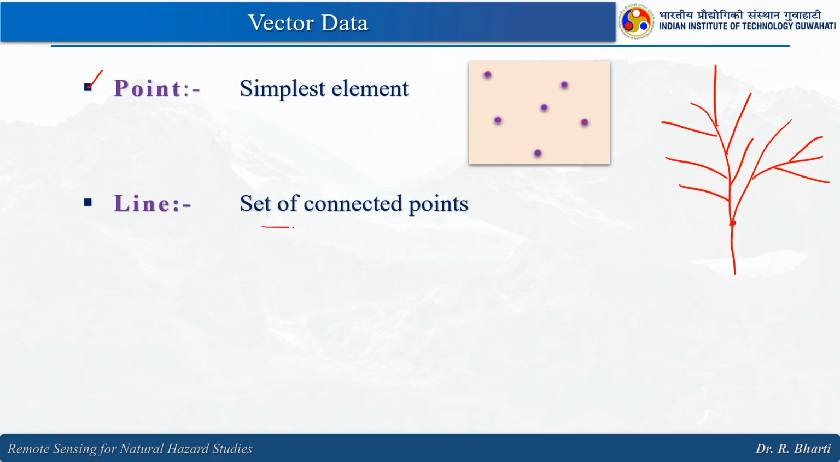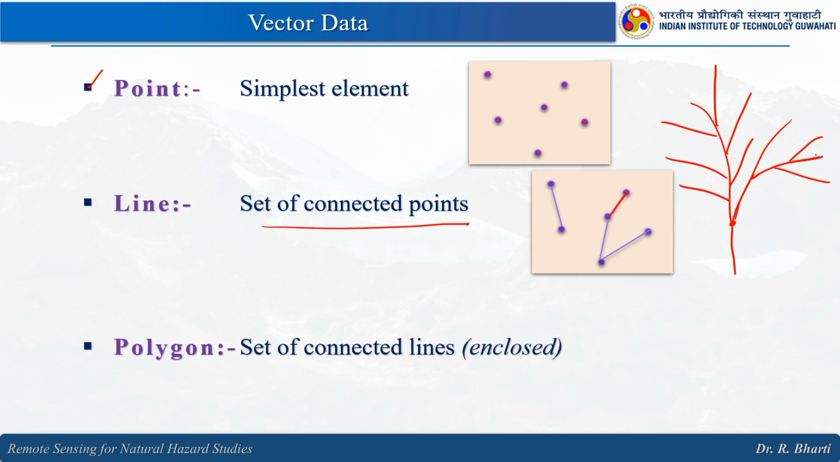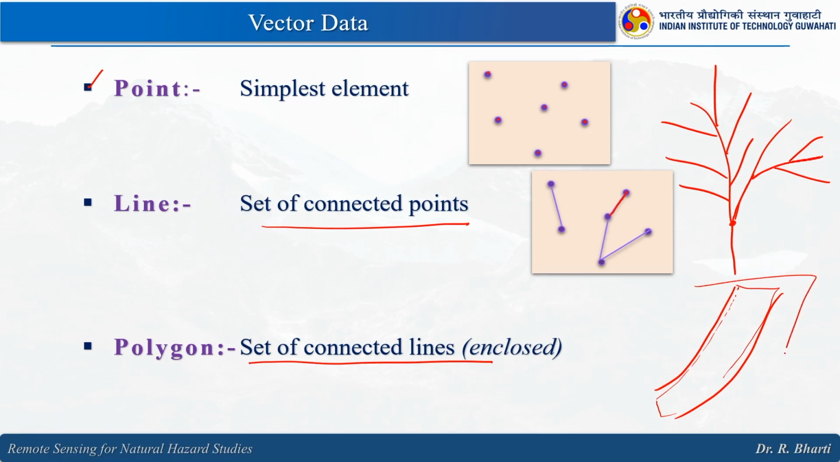Then line, a set of connected points, because here these will be connected and these lines are used to demarcate the boundary. Then comes the polygon. If a river is wide, then one single line is not enough to demarcate or represent this river. So, what we will do? We will use the lines on both sides and then it will become the polygon. So, this whole river system will be represented like this.